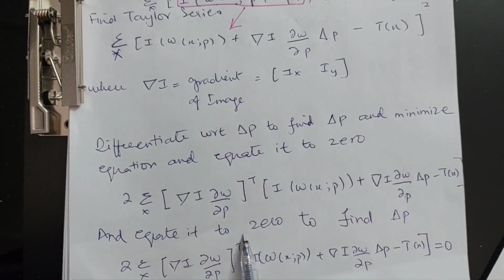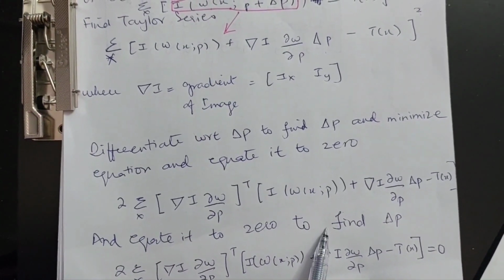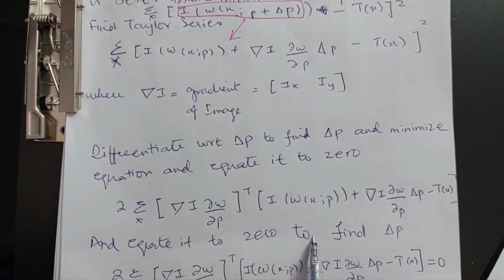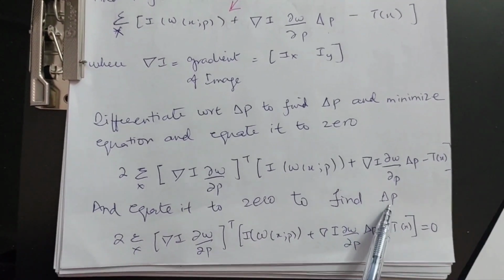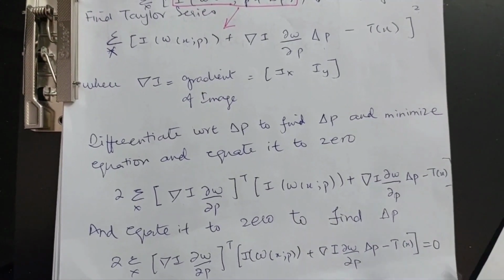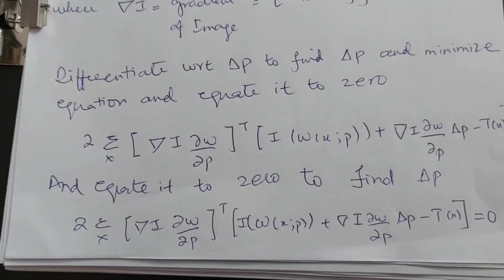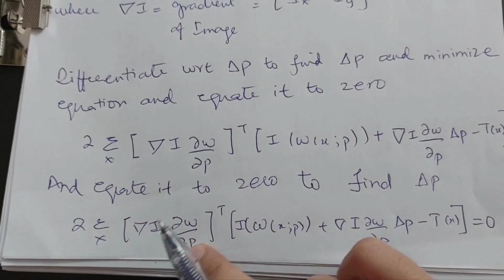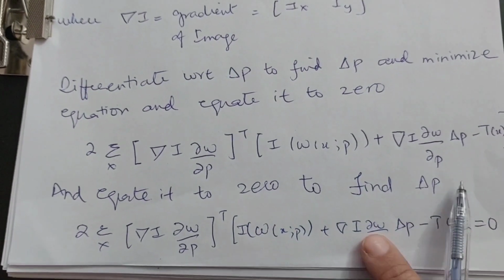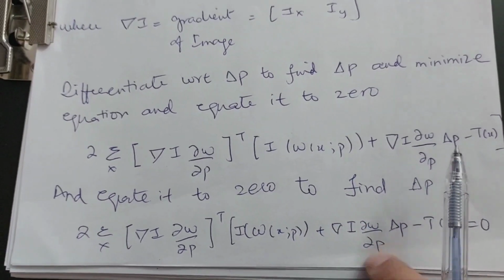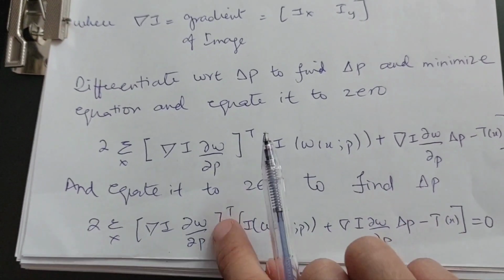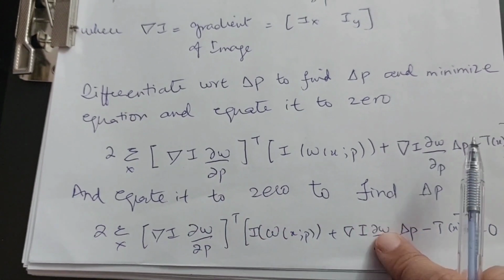So if I equate it to 0, basically what is my intention? I want to find out this delta p. So I'm going to equate this equation to 0 to find delta p. So this entire equation is placed equal to 0. You can see from this equation that if I multiply this transpose value with this value separately, and with this and this value separately, then there will be two equations. We can multiply this value with this.